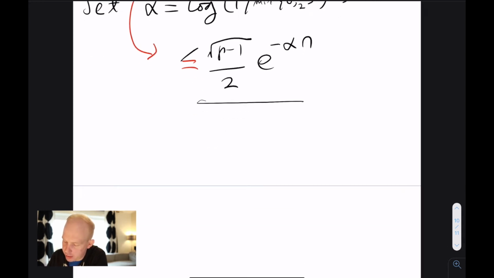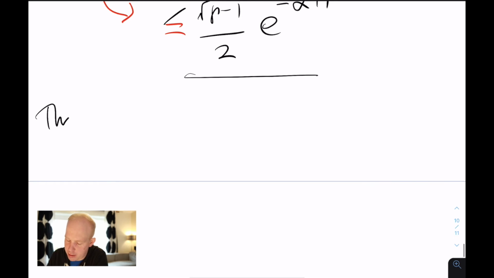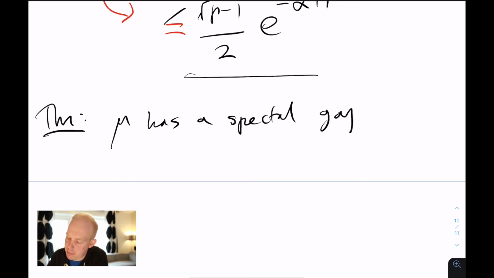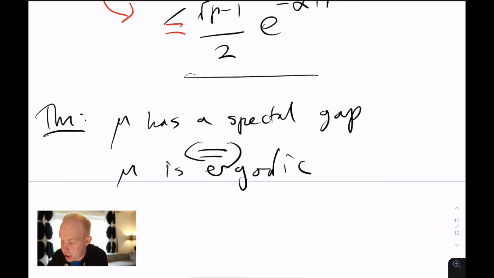And the second thing that you can see as a connection is that μ has a spectral gap if and only if μ is ergodic, actually. So actually mixing, it's the same equivalence.